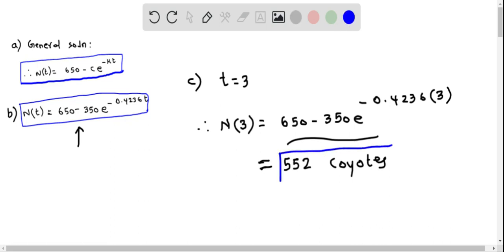So therefore, when t equals 3, the population is 552 coyotes.